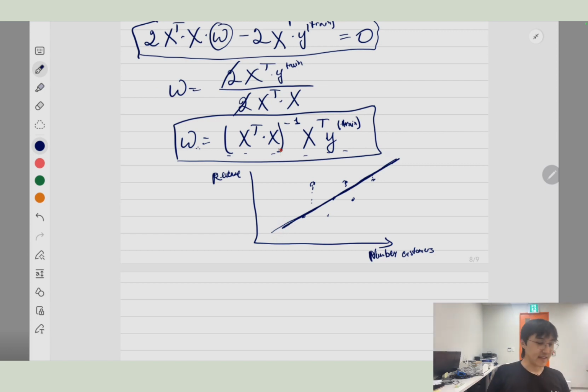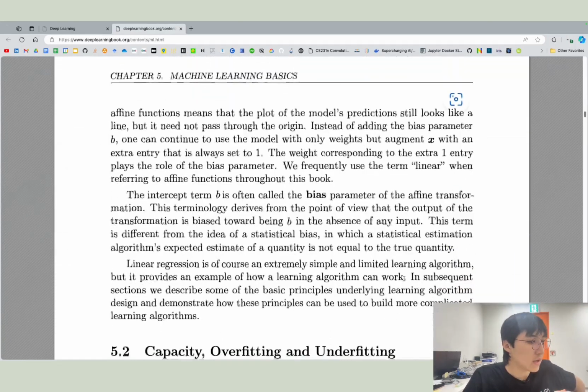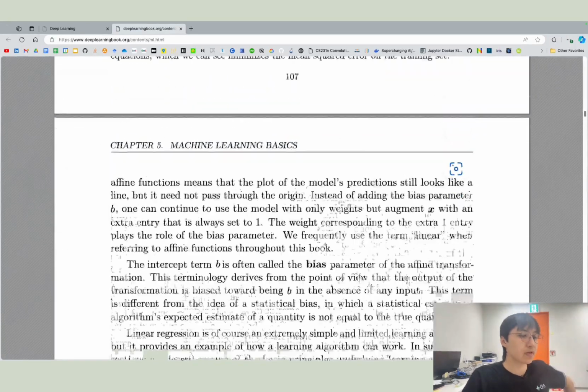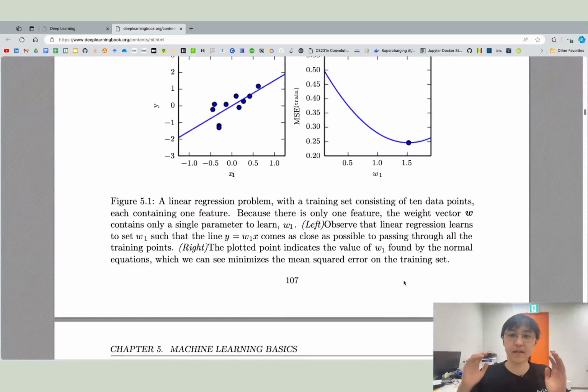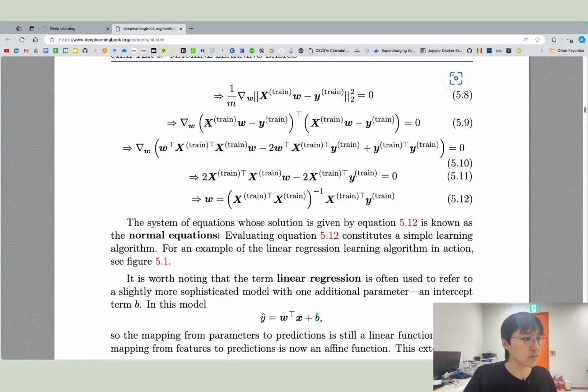I hope it makes sense. To recap, I think that's enough for today. We talked about what is experience, what is task, what is performance, and what is a learning algorithm, and we made an example with linear regression in theory, and I tried to prove the normal equation. This equation we call the normal equation.